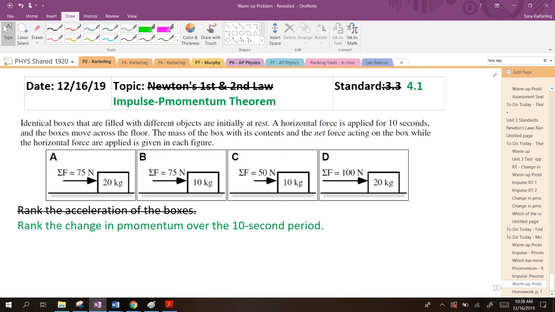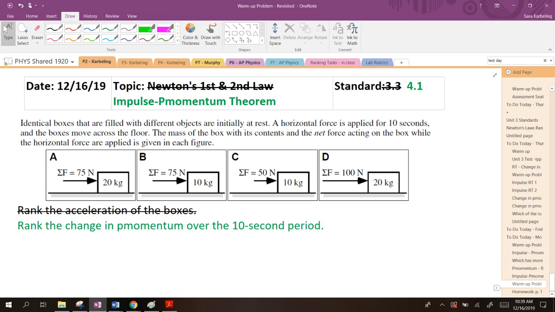Oh, no, she says. Oh, yes, I say. You got 2 minutes. I want you to do it. I want you to look carefully, guys. You've already done this problem. This was the warm-up problem that you did 40 minutes ago. It's the same thing, but it says now rank the change in momentum. Because if it's over the same amount of time, friends, the change in momentum is the same as the acceleration.